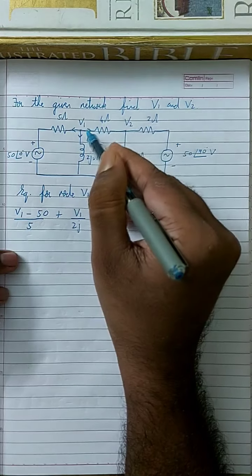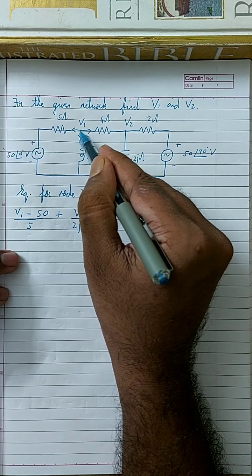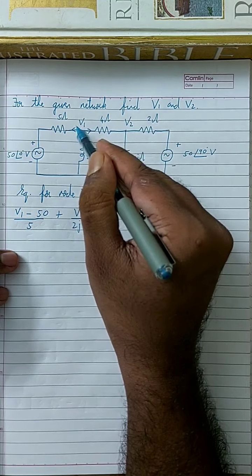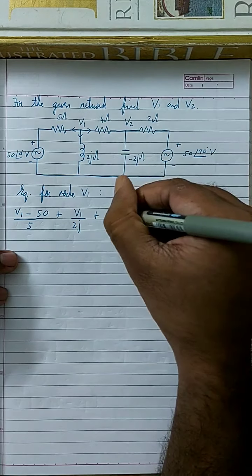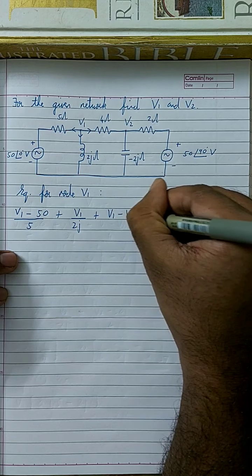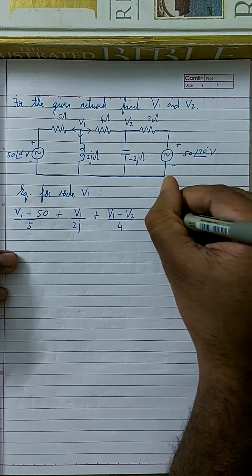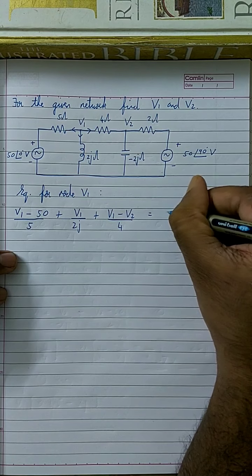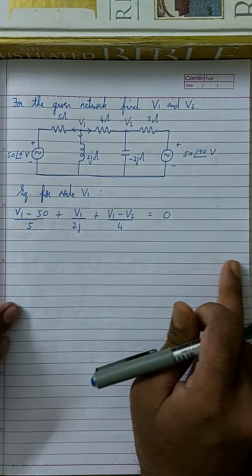Plus, now what is the name of the current through this branch which is flowing from V1 to V2? It is V1 minus V2 by 4. And according to Kirchhoff's current law, this is equal to 0. This is the equation.